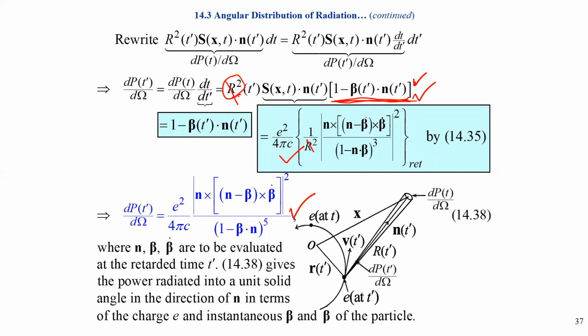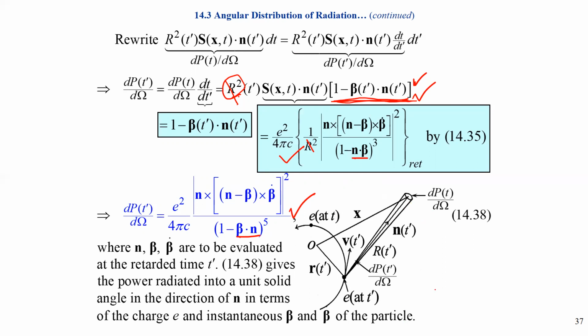So sometimes we write this form, sometimes we write this form. Where n, beta and beta dot are to be evaluated at the retarded time t prime. Equation 14.138 gives the power radiated into a solid angle in the direction of n in terms of the charge e and instantaneous beta and beta dot.